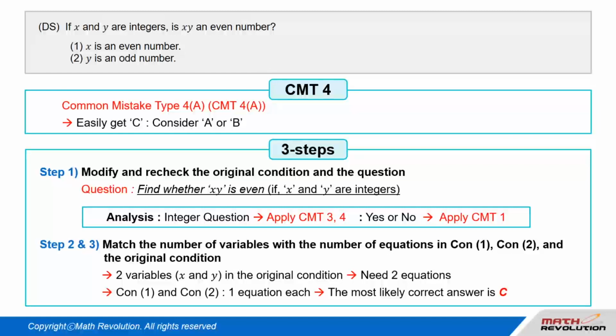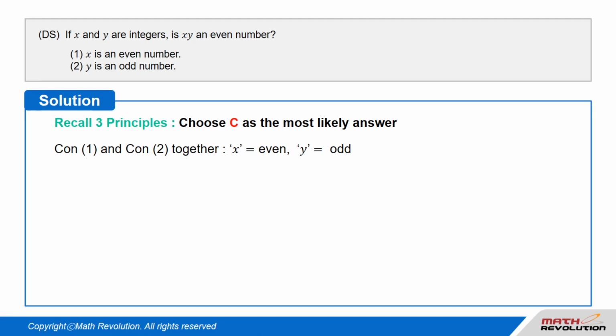Follow the second and the third steps. From the original condition, we have two variables, x and y. To match the number of variables with the number of equations, we need two equations. Since conditions 1 and 2 will provide one equation each, C would most likely be the answer. Recall 3 principles and choose C as the most likely answer.